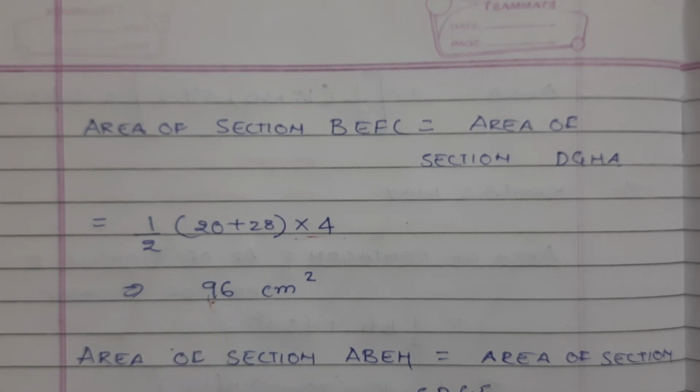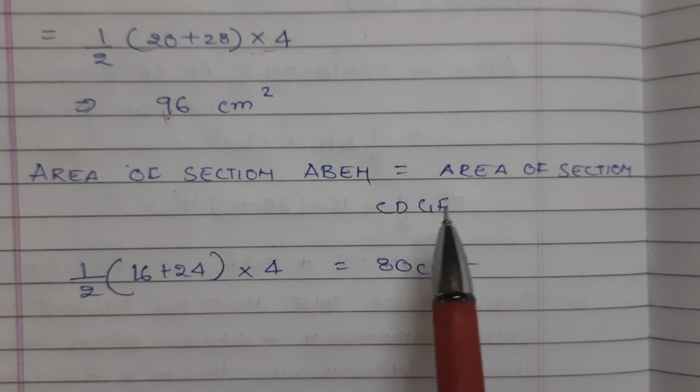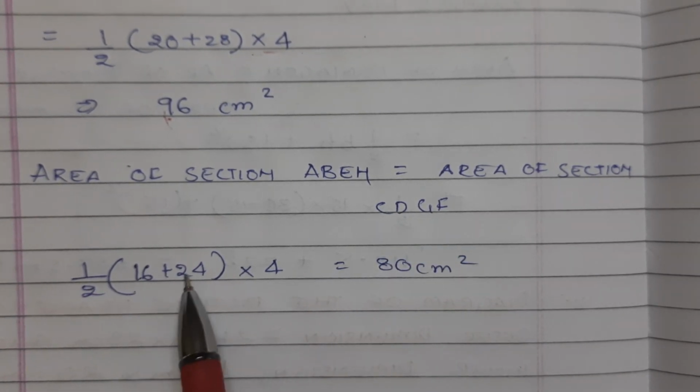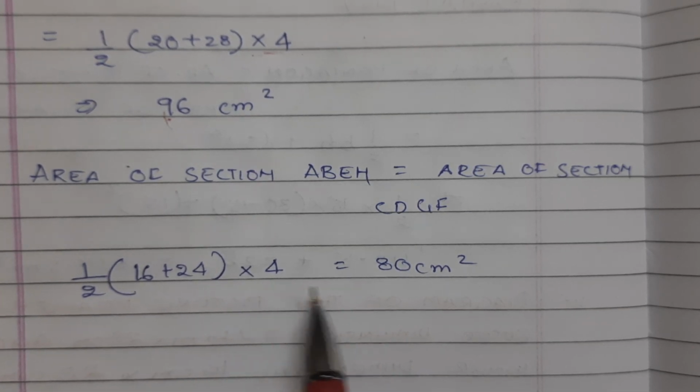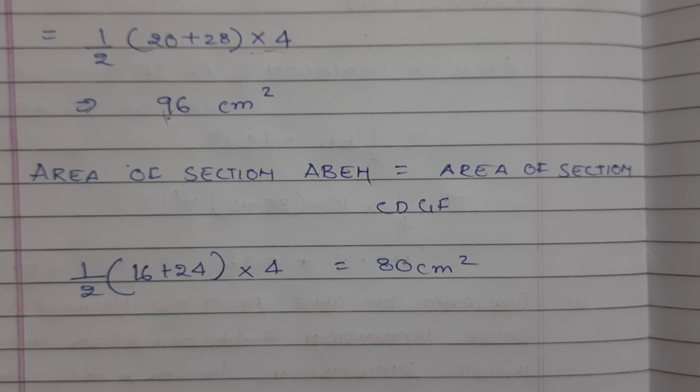Now for the area of section ABEH, which is equal to the area of section CDGH, half 16 plus 24, the parallel sides, into 4 equals 80 centimeter square. So this way children, we have completed up to question number 11, as well as we have completed this exercise.